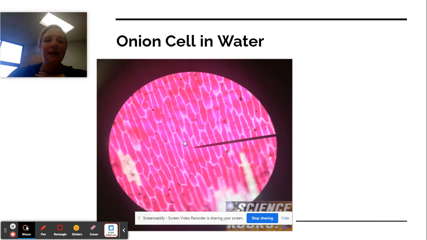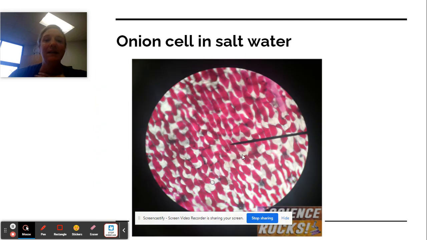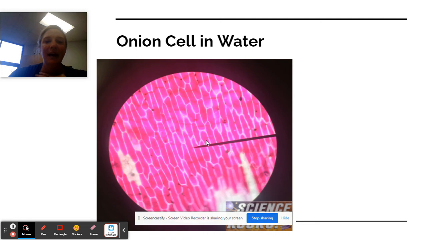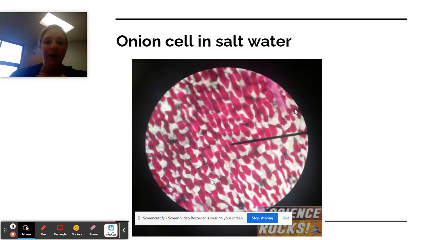So in water, not salt water, plain water, you can see what the onion cell looks like versus in salt water. I'm going to go back. If we just look at the outside, here's the cell wall, and right inside the cell wall would be the cell membrane. Versus in salt water, what you're noticing is it almost looks like it's shrinking back. What's not shrinking back is the cell wall. That is still intact. What you're seeing is the cell membrane starting to shrivel up because of the content of salt, which is not good for the cells.